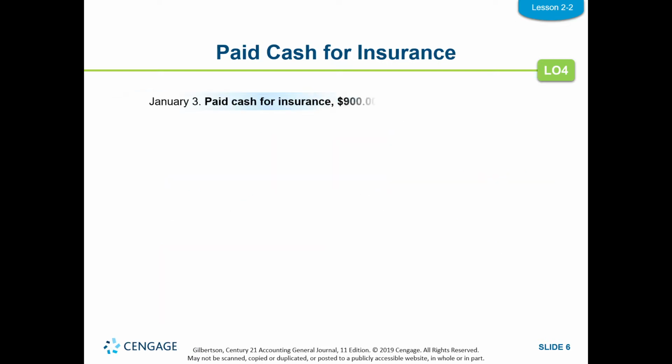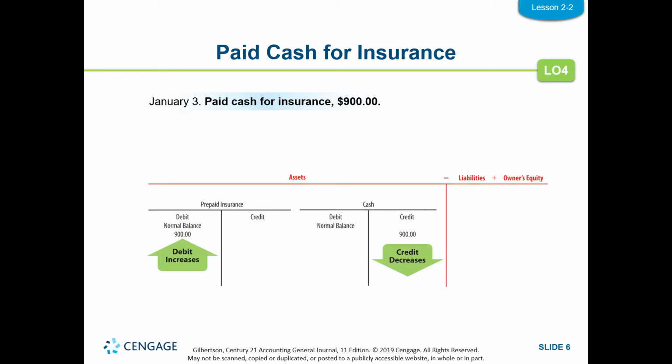Next one is we paid cash for insurance. So we paid cash for insurance, $900. Okay, again, the first question is, what accounts are affected? Well, I paid cash. Cash is in there, and I've got insurance. Now, one thing you're going to find out with insurance, remember, we're paying ahead on insurance, so it's prepaid insurance, not just insurance. So I have cash and prepaid insurance.